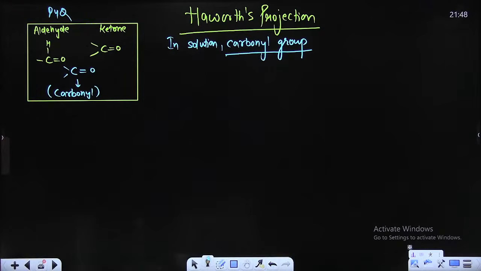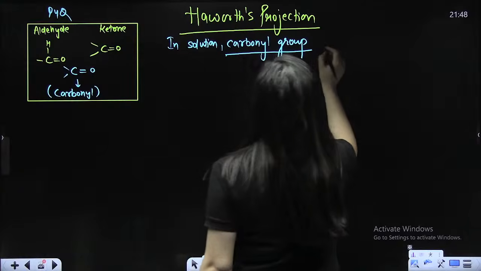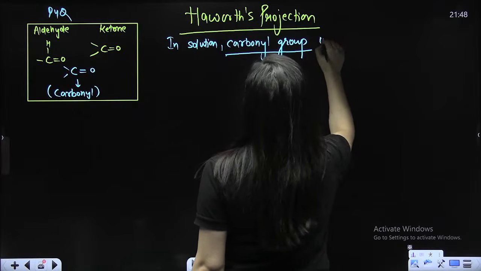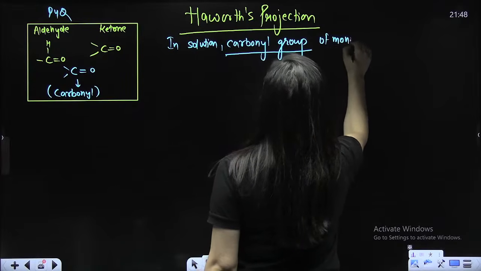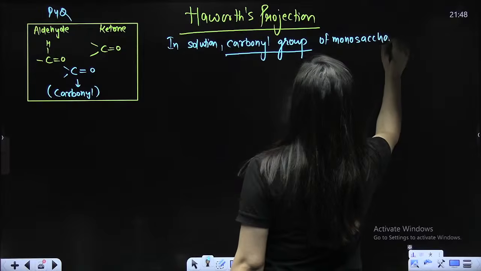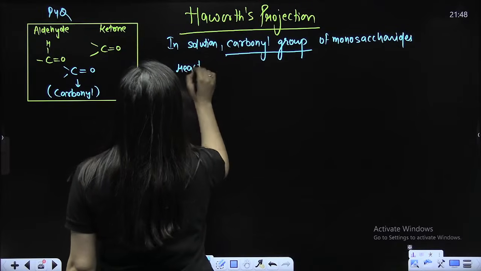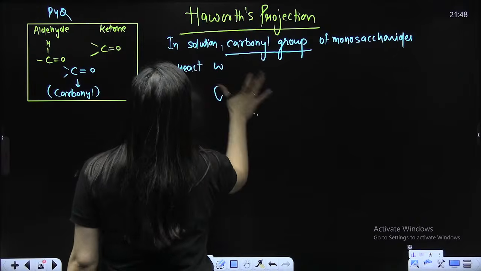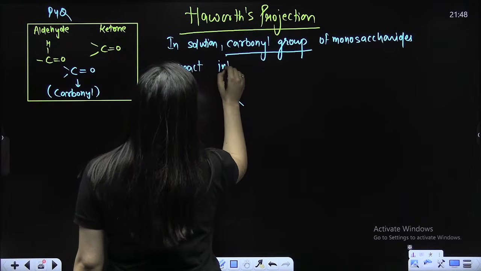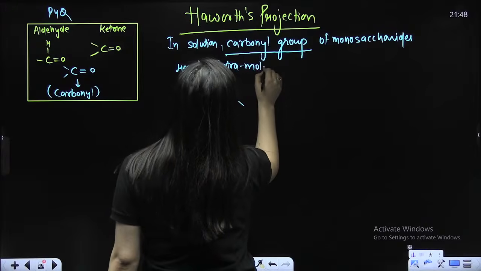So, Haworth projection we are discussing, which is the ring form. So, in solution, this carbonyl group of monosaccharides reacts with... In chemistry, you will understand it in more depth. It reacts intramolecularly. Meaning not with something else, but within itself.